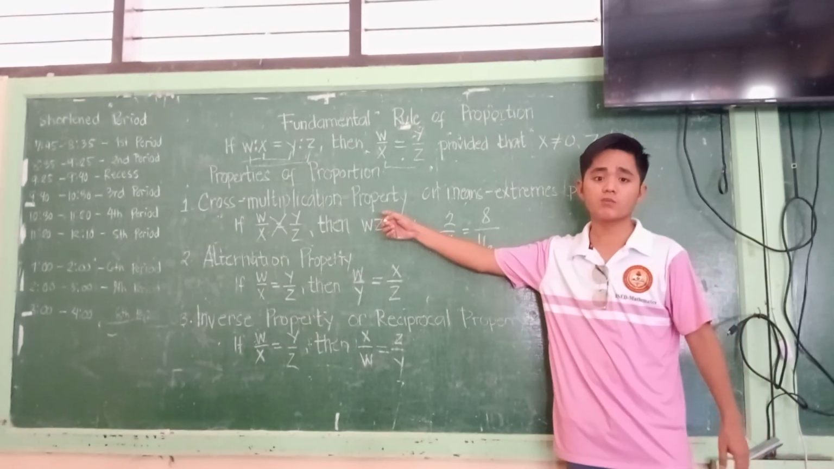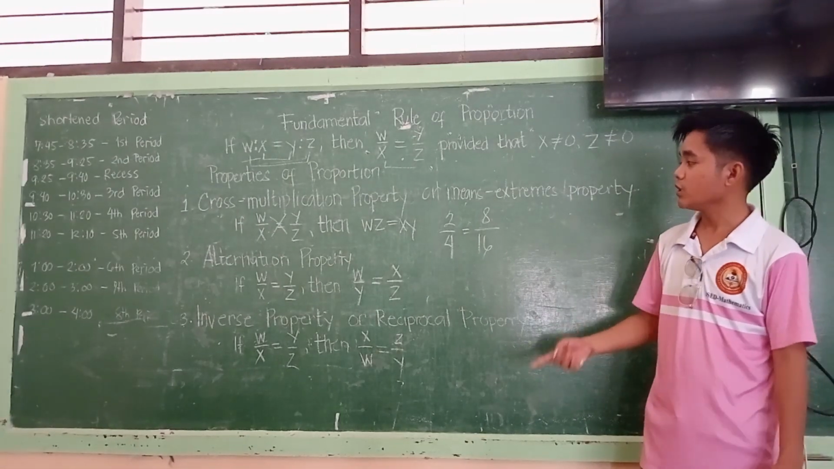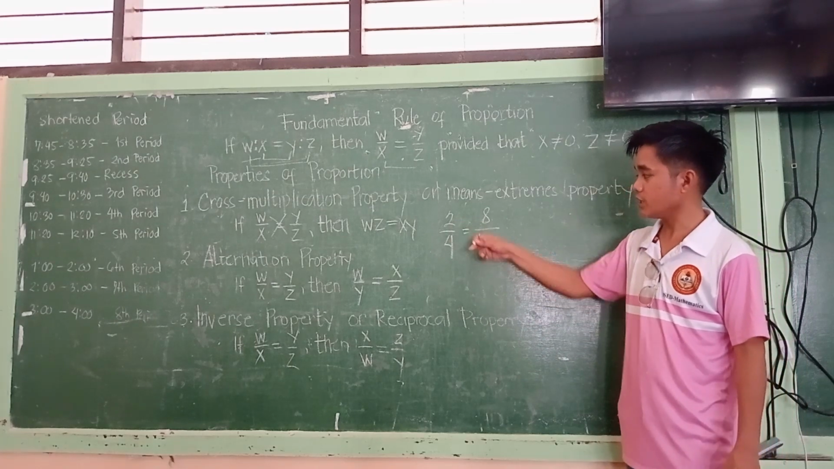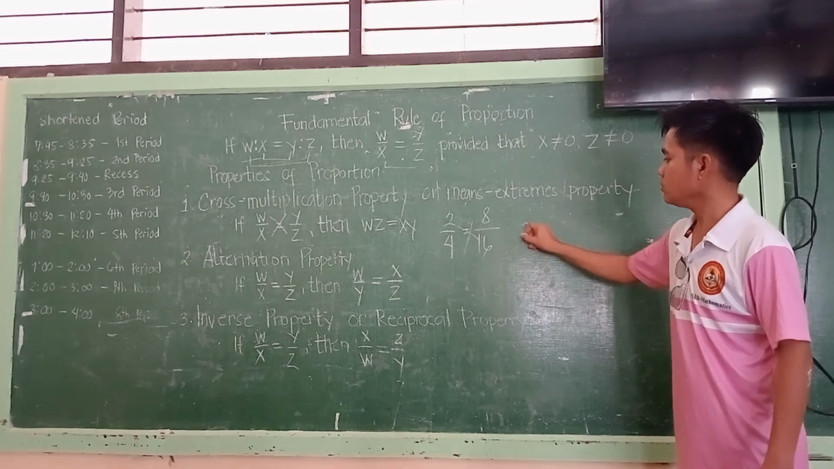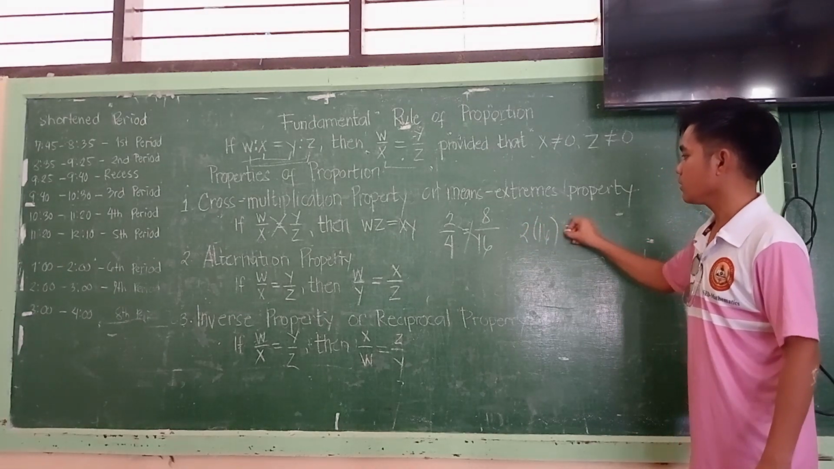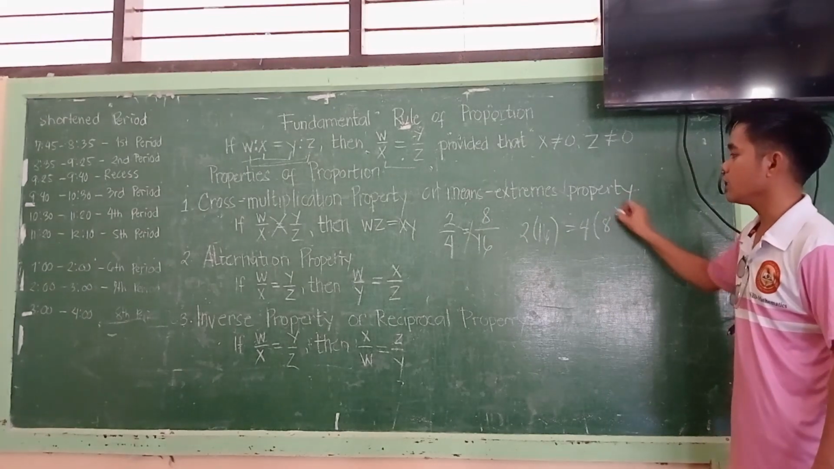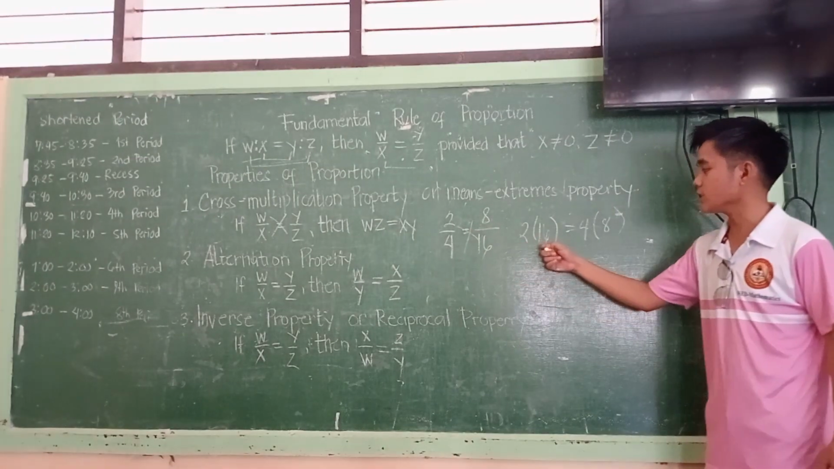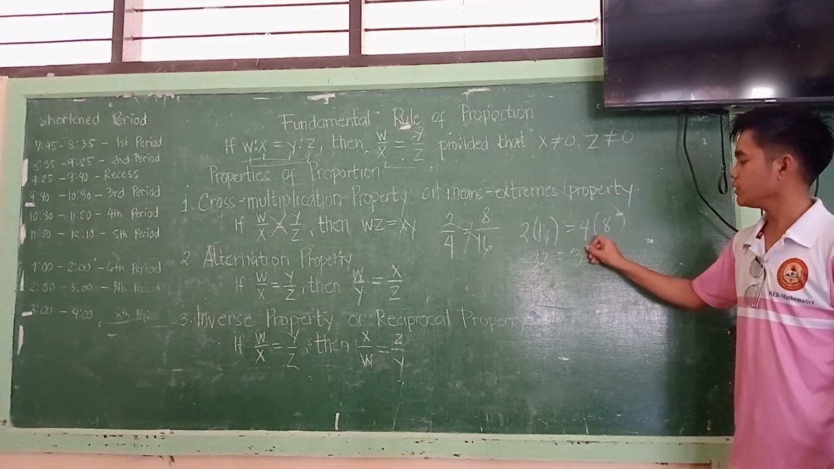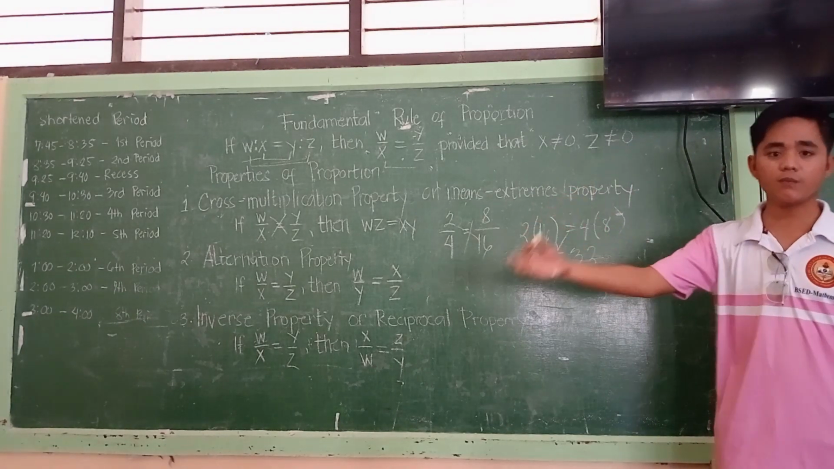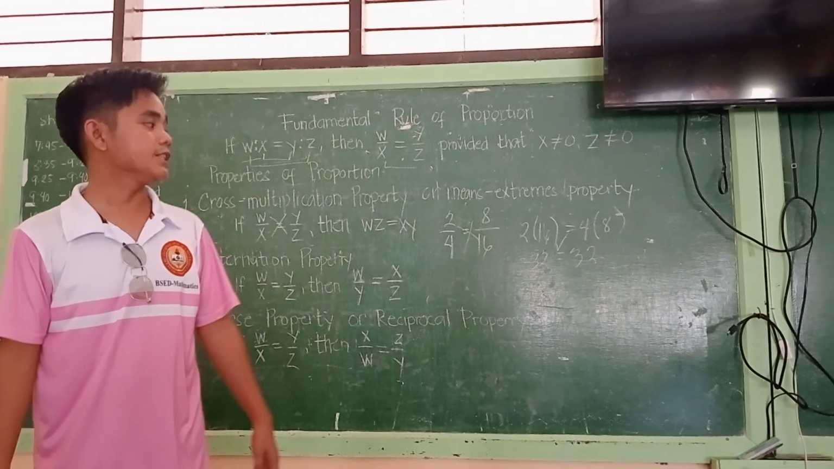Okay, by using the cross multiplication property, we cross multiply our proportion. So that is 2 times 16, because it is cross, is equal to 4 times 8. So that is 4 times 8. Cross multiplication. So 2 times 16 is 32, is equal to 4 times 8, which is 32. No problem. The two given are just the same.